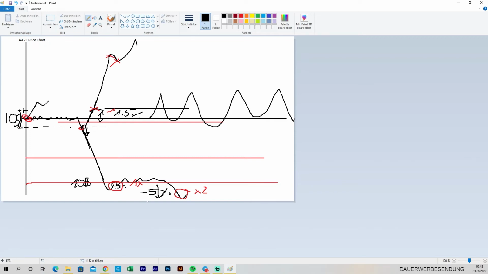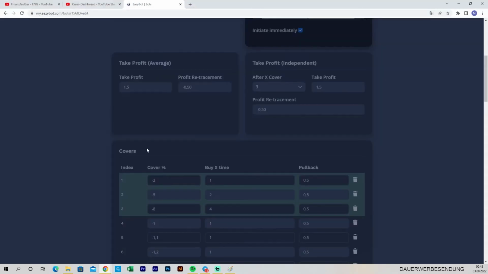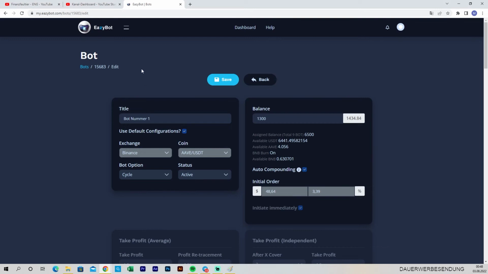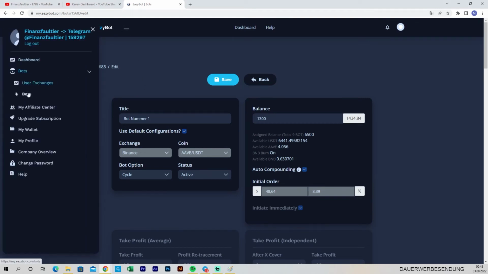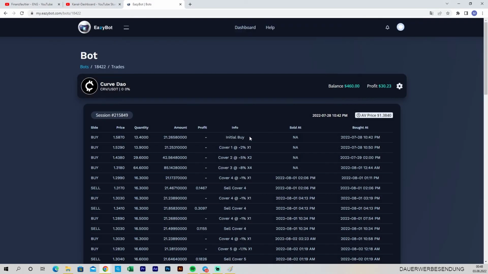So obviously every bot can make profits in this market, but how many can make a profit in this market, right? And let me show you that the Eazybot can do it, because I saw it firsthand. So let's check the bots again, and let's check Curve Dow. Curve Dow is momentarily in a longer trade.